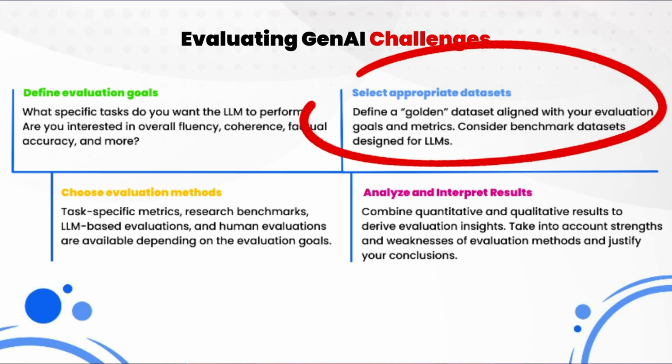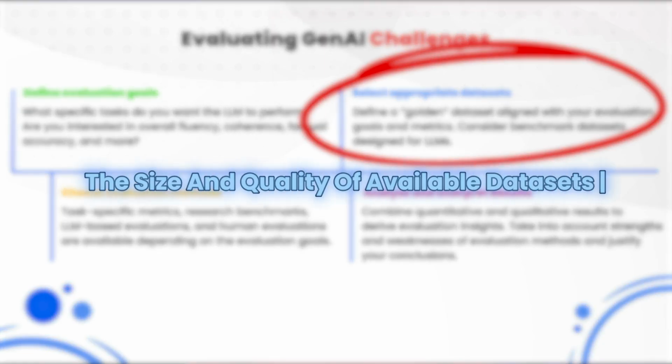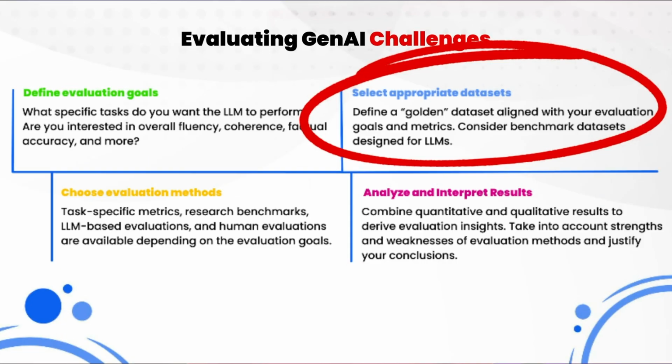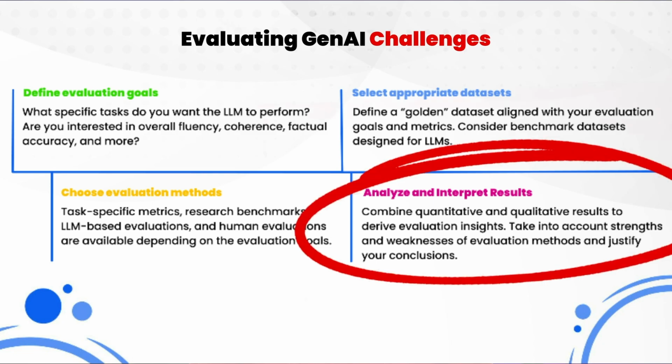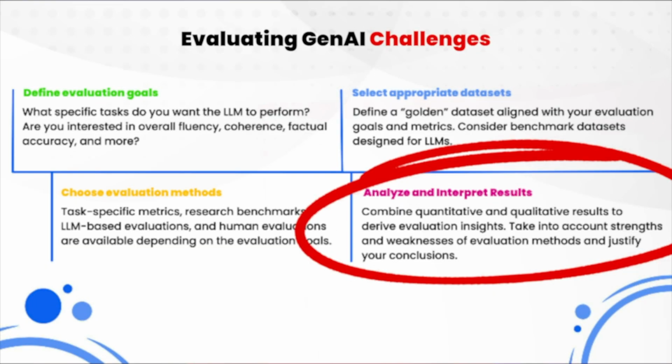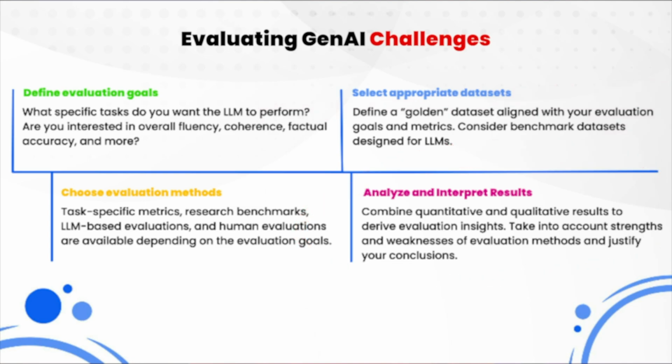In selecting appropriate datasets, the size and quality of available datasets can pose challenges. In predictive models, we know that large datasets with minimal noise lead to better performance. But in the world of generative models, we still aren't sure what size and quality of dataset are best. And finally, in analyzing and interpreting results, challenges in explainability can arise, especially when dealing with newer evaluation methods. We still don't have a standard way of interpreting the results or assessing the reliability of these evaluation methods.